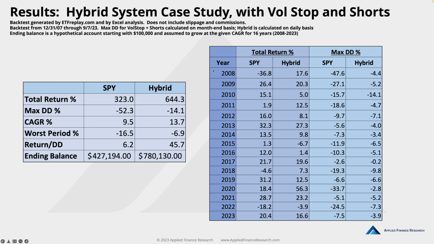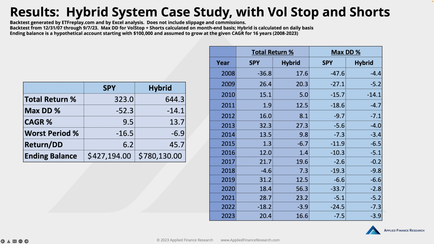So I like to look at 2008, since that was the year of the great financial crisis. The S&P lost 36.8% that year. The hybrid system made 17.6%. The S&P had a maximum drawdown of 47.6, and the hybrid had a maximum drawdown of 4.4. So outstanding performance in an otherwise terrible year.